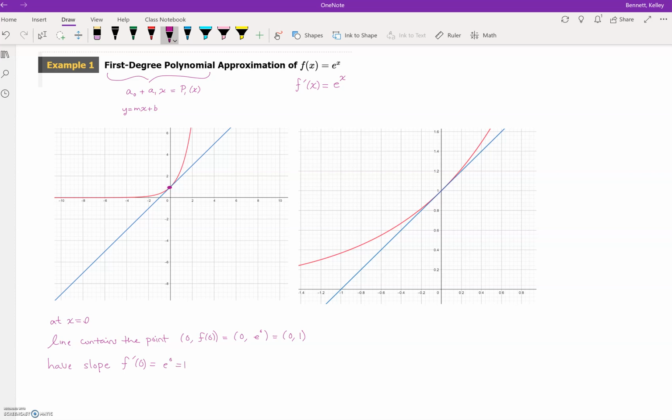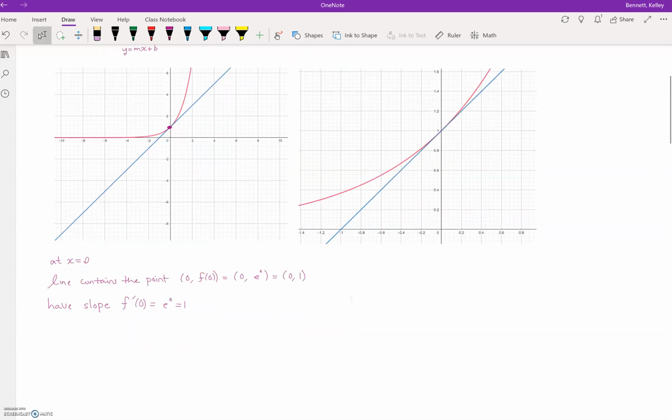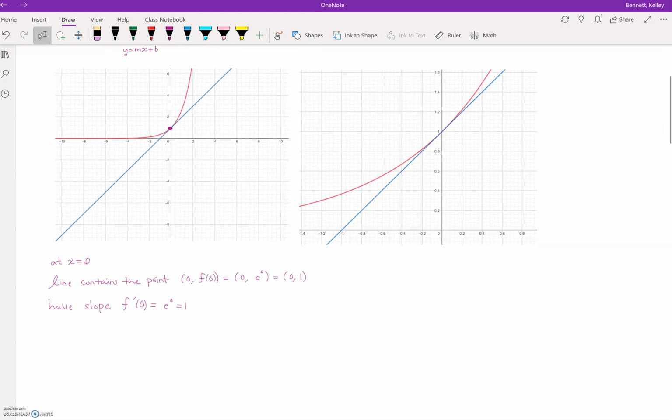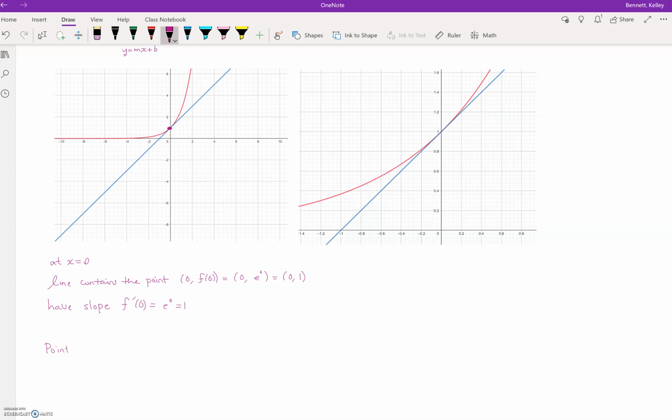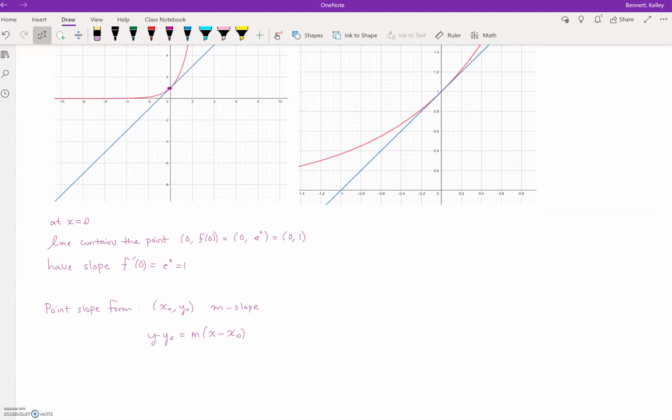So now we have a point and we have a slope, so we can go ahead and put this into point slope form. Remember that point slope form: if we have the point x naught, y naught, and the slope m, then point slope form is y minus y naught equals the slope m times the quantity x minus x naught. We're going to use this to construct our line.